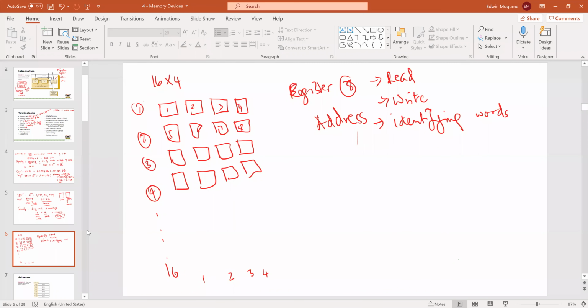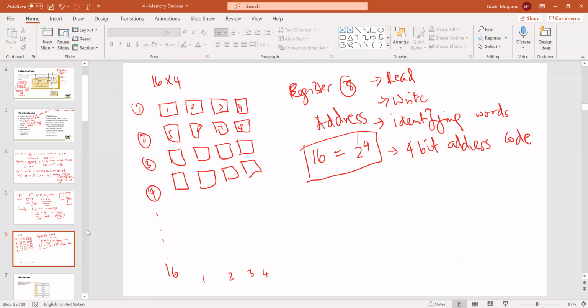We are not interested in identifying bits, because I said that a register is already one unit and those bits will always be accessed together. And so we only need to identify the register, and each of these boxes here is a register. Now we know that 16 is equal to 2 to the power 4, okay? So it means that I need a 4-bit address code to uniquely identify each of these registers.